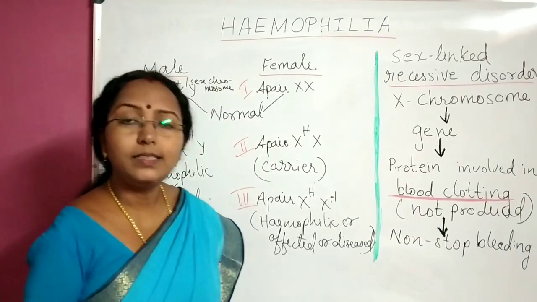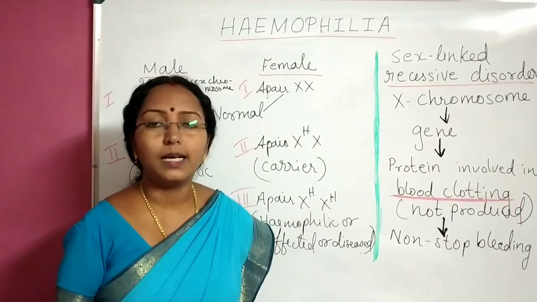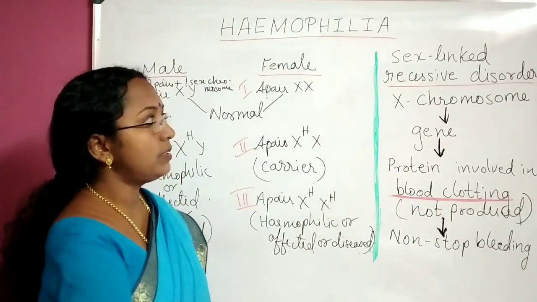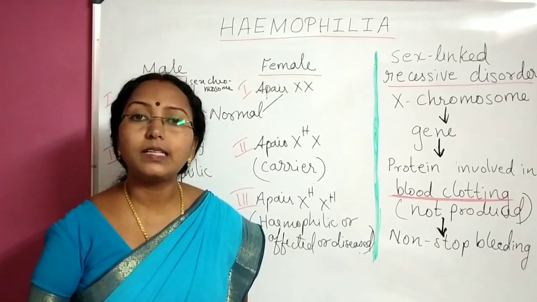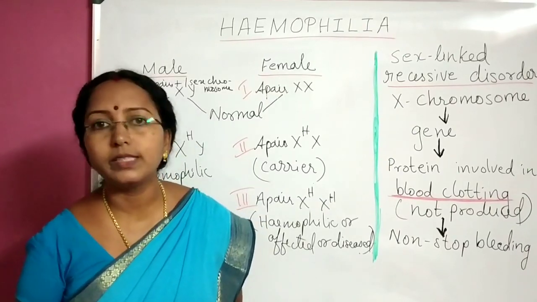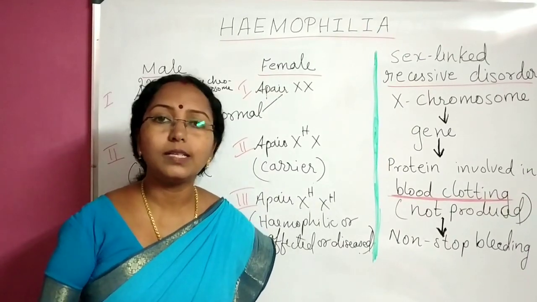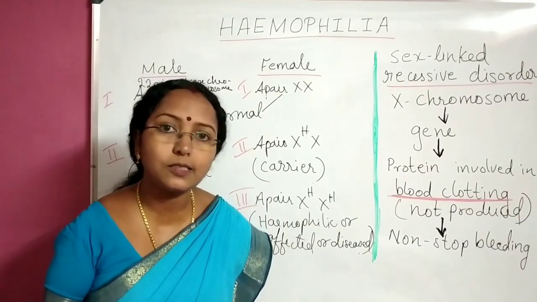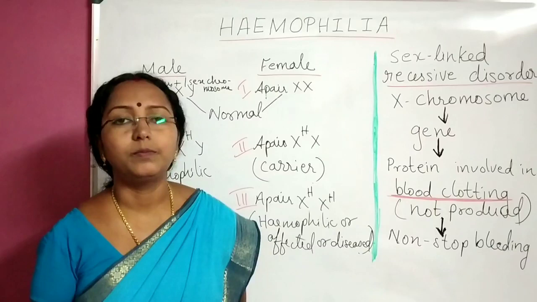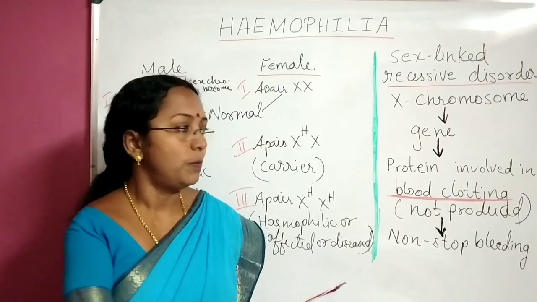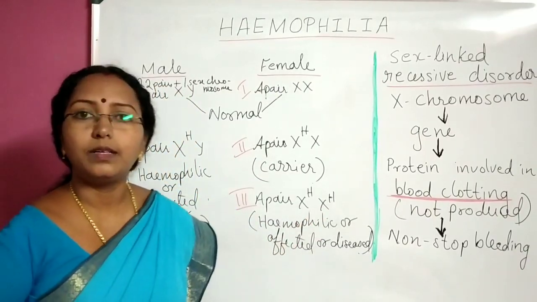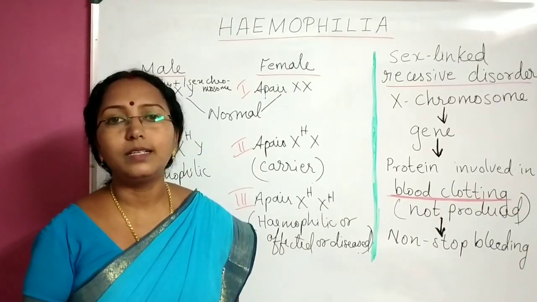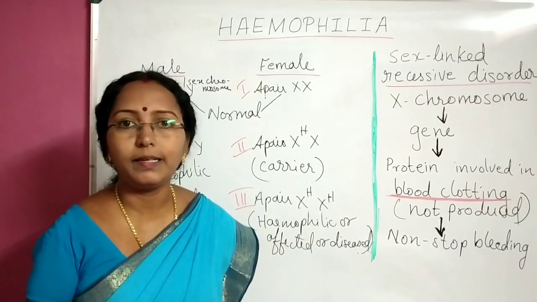Now, let us see for the board exam what kind of questions can be asked. If it is a direct question like this, name a sex-linked recessive disorder, you can name it as hemophilia. Why is it called sex-linked? You can say because it is concerned with the gene present in the X chromosome. Why is it recessive? Because only if both are affected, or both the alleles are affected, or both the chromosomes are affected, the person will get the disease. All these things you can say directly.